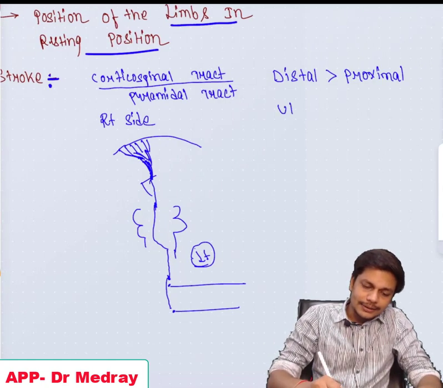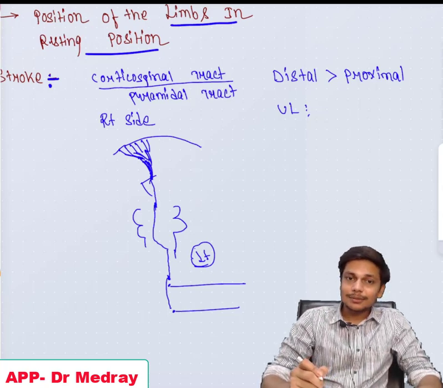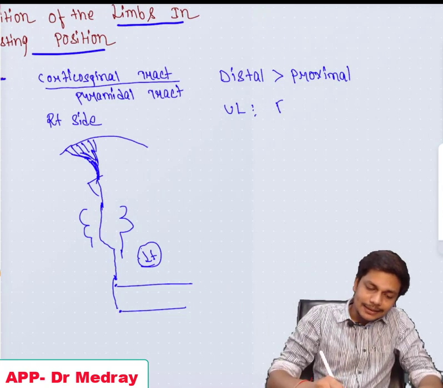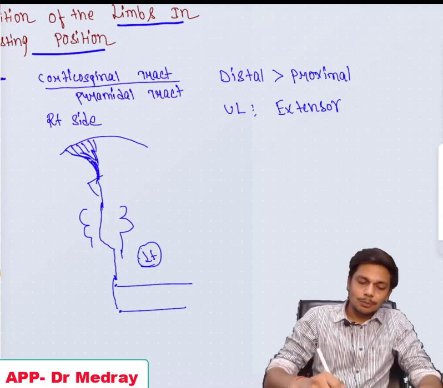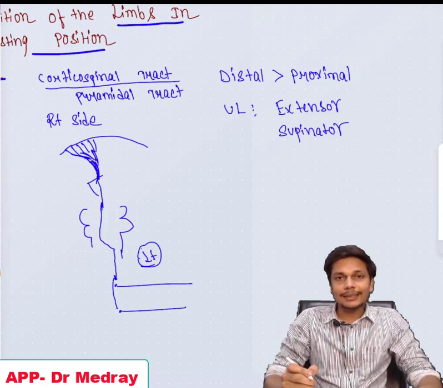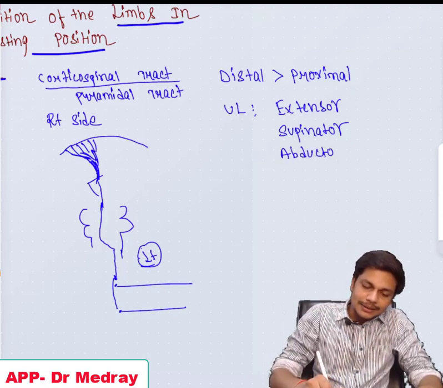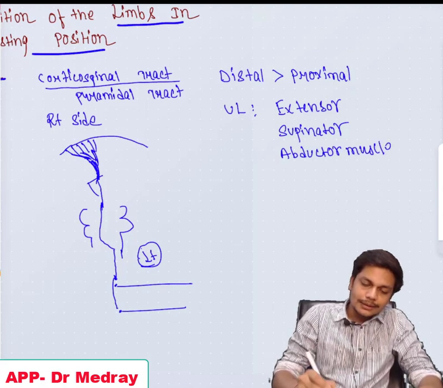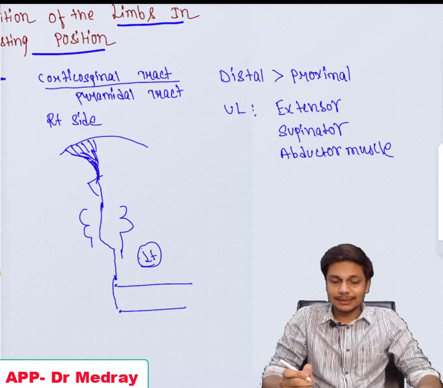And in the upper limb, which muscle is involved more? There is more weakness in the extensor muscles of the upper limb, the supinator muscles of the upper limb, and the abductor muscles of the upper limb. This is the rule: when there is involvement of the corticospinal tract in the upper limb, there is more weakness in the extensor group of muscles, the supinator group of muscles, and the abductor group of muscles.